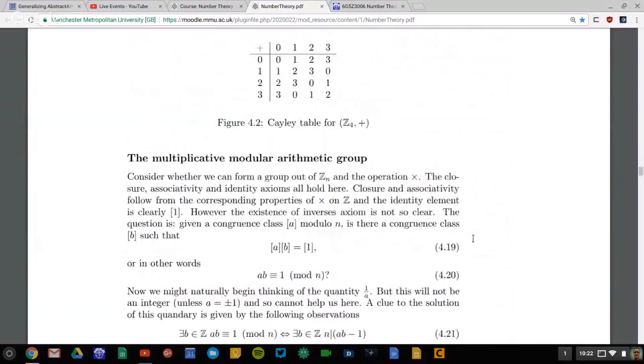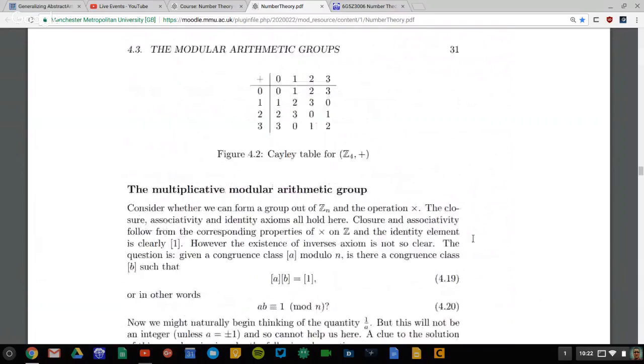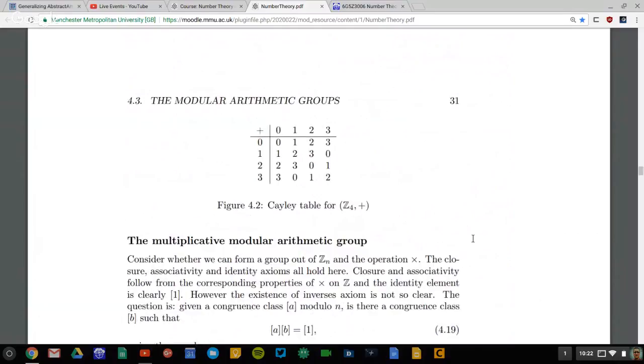So here's what it is for the integers modulo 4 under addition. 2 plus 1 is 3. 2 plus 3 is 5, but of course 5 is the congruence class of 1, because 5 is congruent to 1 modulo 4. So you can see all the sums modulo 4 there. You also quickly see that it's not that hard to understand the structure of this table. And this is typical for cyclic groups.